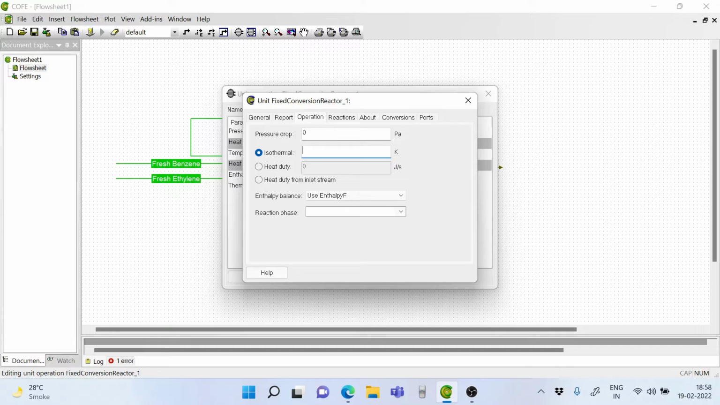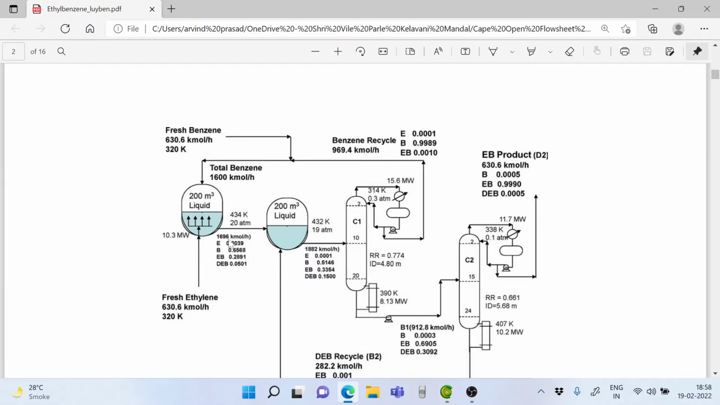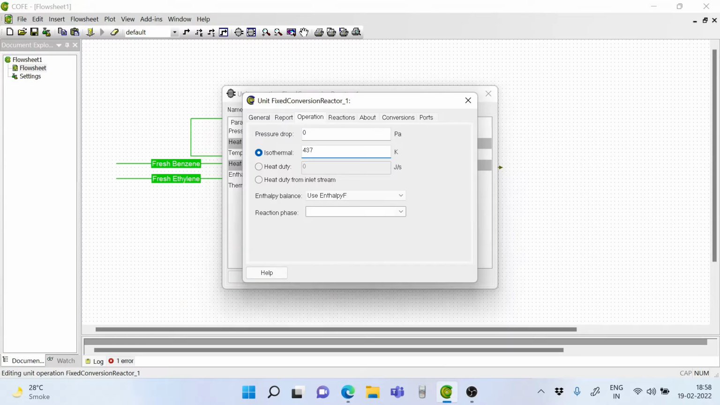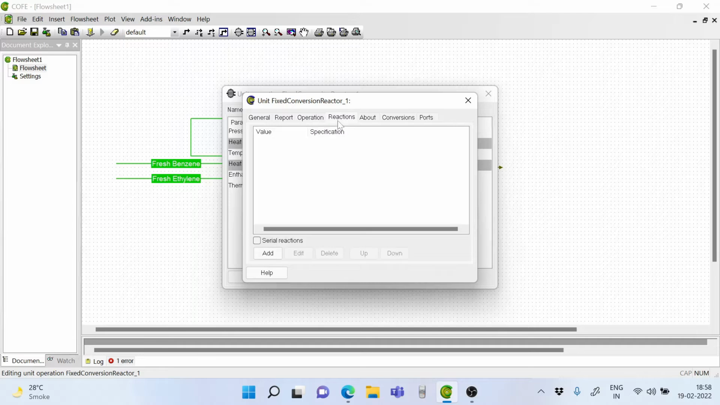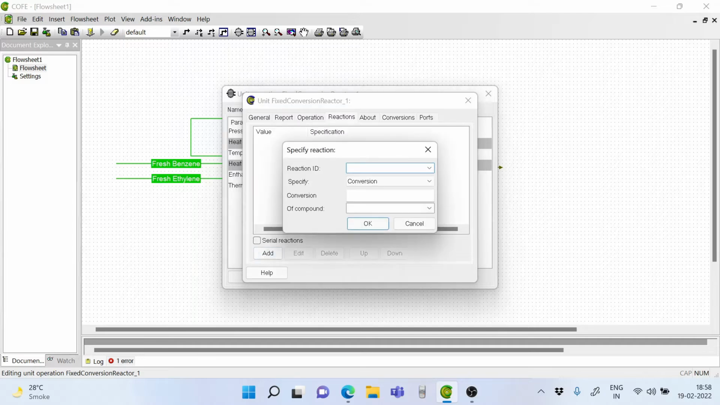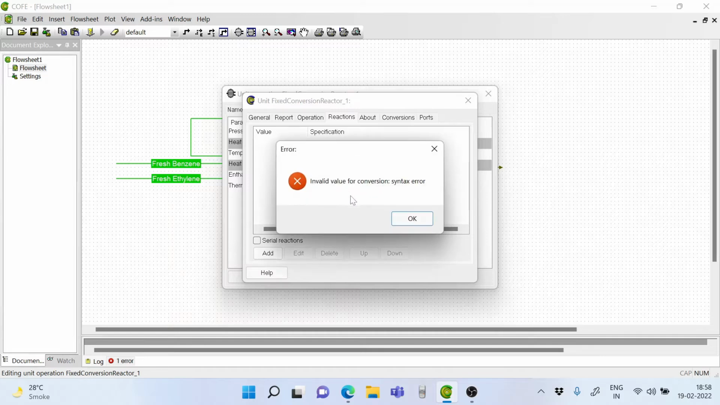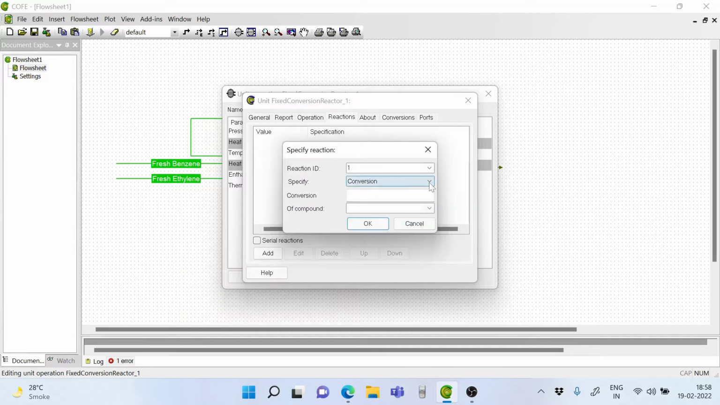Now the temperature of the reactor is 437 Kelvin. So let's check it once again. What is it? 434 Kelvin. Yeah, so 434 Kelvin. And the reactions that occur in this are reaction number 1. Okay, so we have to give the parameters here.